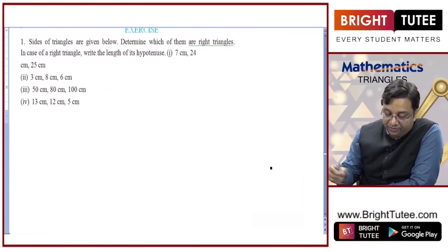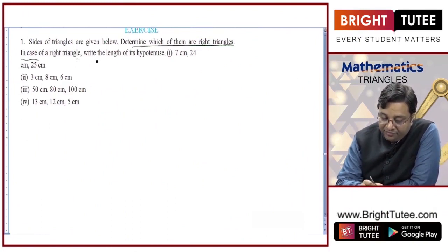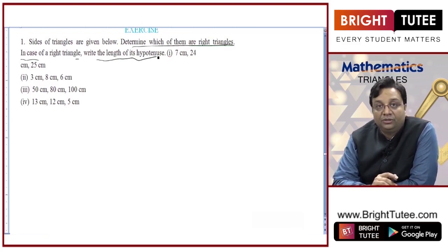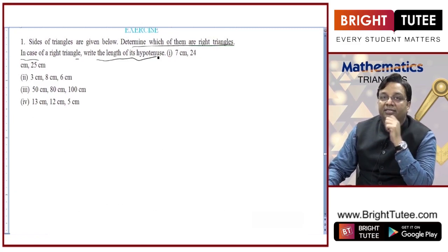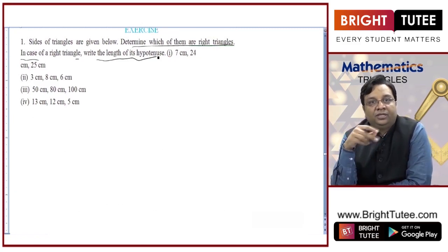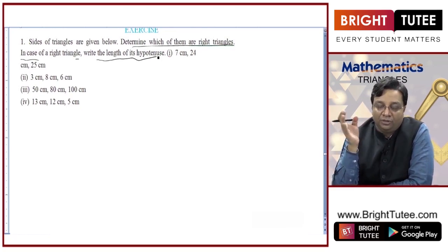Sides of a triangle are given below. Determine which of them are right triangles. In case of a right triangle, write the length of its hypotenuse. So, which triangle will be a right triangle? If three sides are given and the sum of squares of any two sides is equal to the square of the third side, then we will say it is a right angle triangle, and the biggest side will be the hypotenuse.